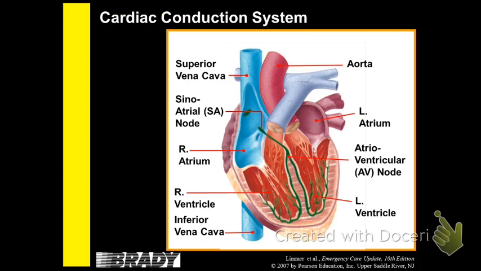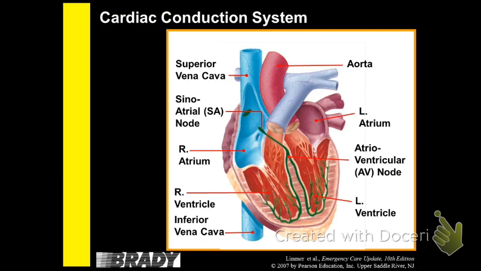Once the SA node depolarizes and the atriums contract, this signal comes down here to the septal wall where the AV node is. The AV node, atrial ventricular node, is named because of the location. Atrial ventricular means it's in between the atrium and the ventricles. You have this node sitting there, the AV node. The AV node has only one purpose. It's to slow the impulse down.